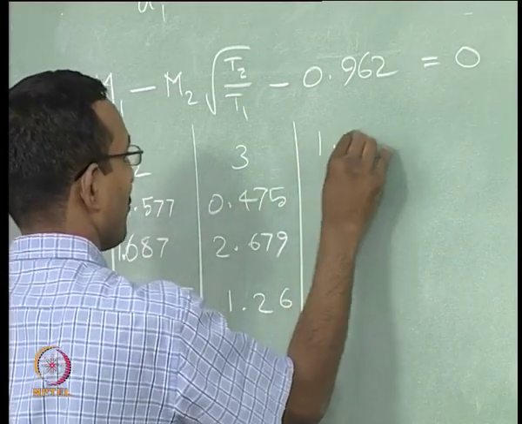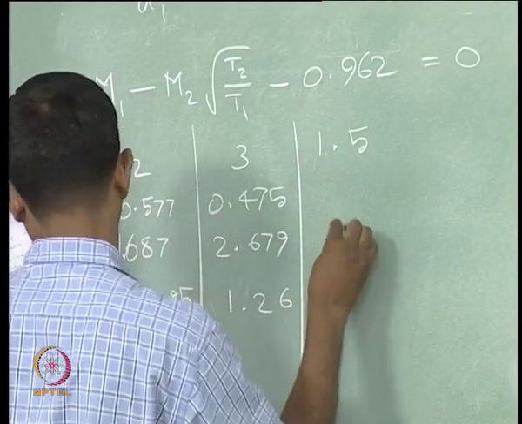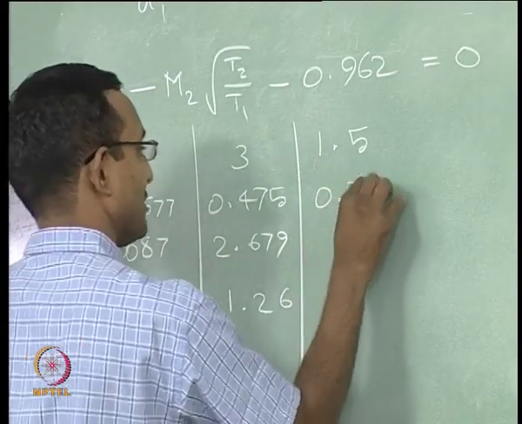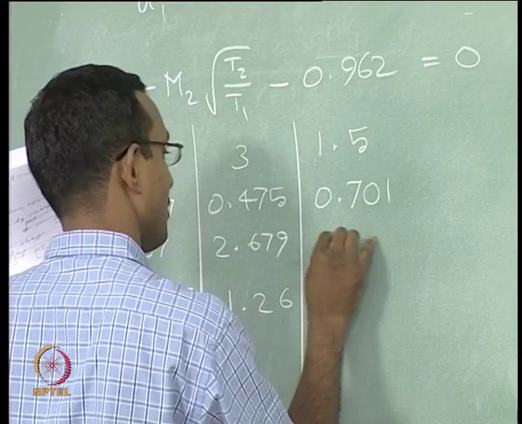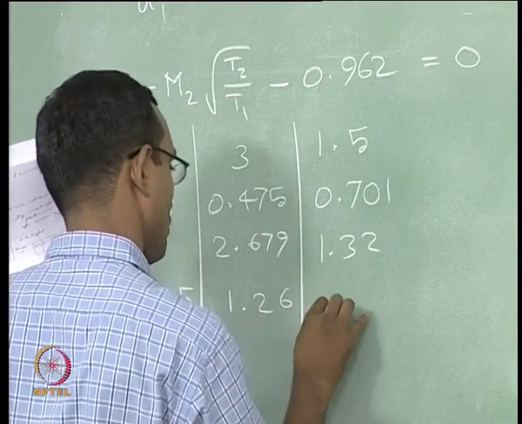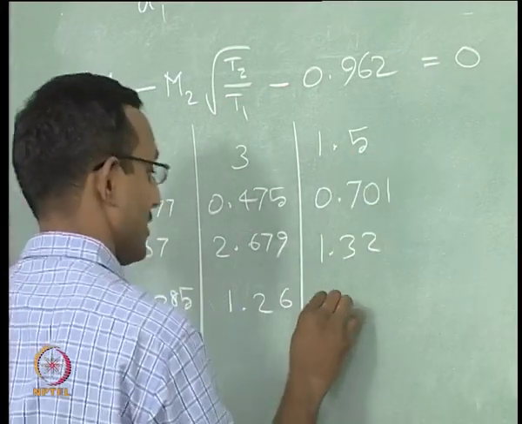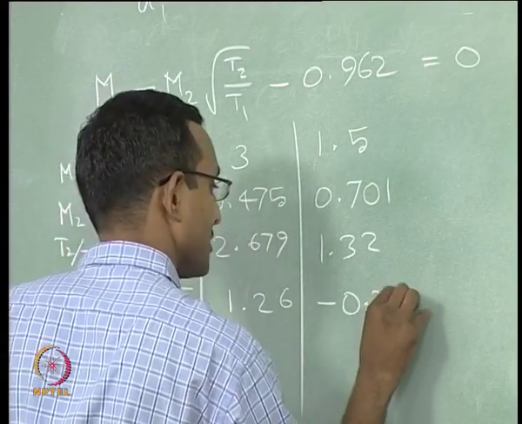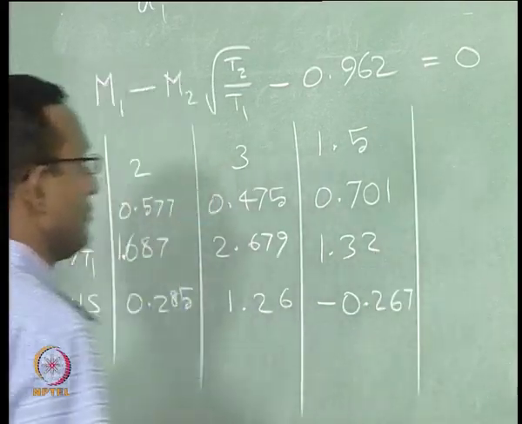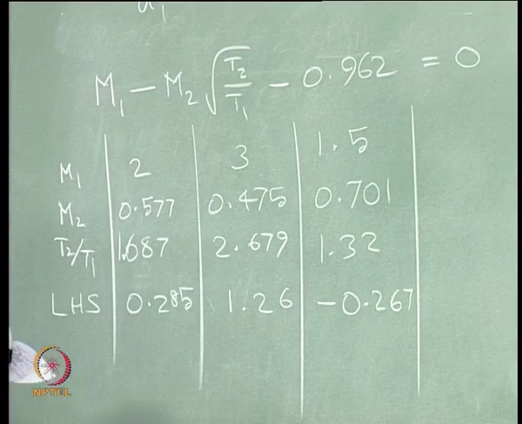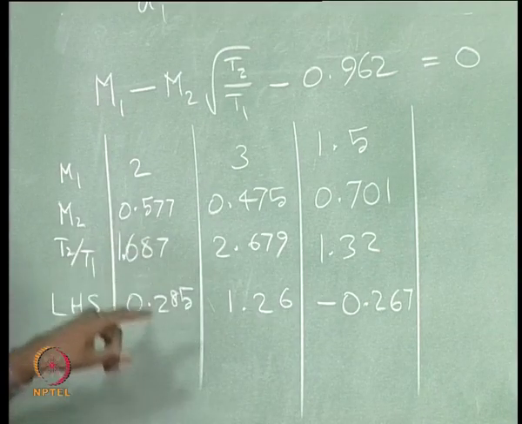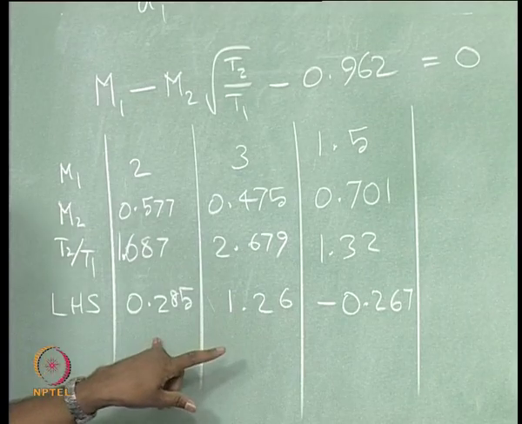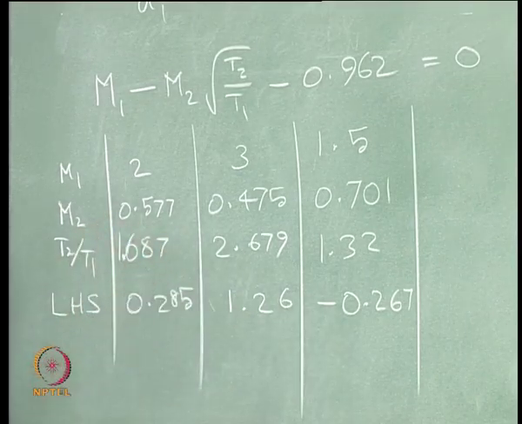I will start with 1.5. That number is 0.701, and this is 1.32, and now my left hand side comes out to be minus 0.267. Now, I know the answer is between this and this, I just have to guess a number in between.